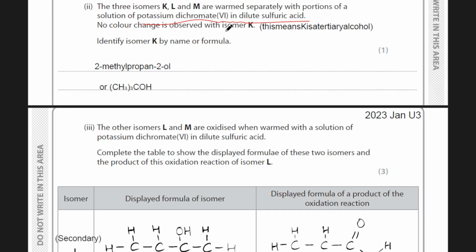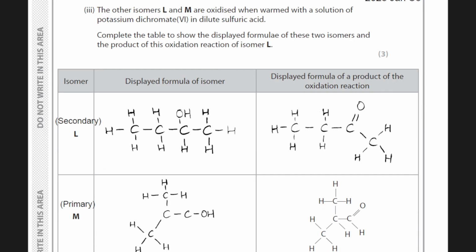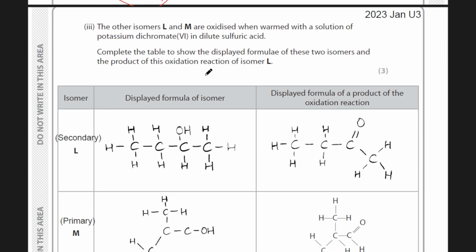So no color change is observed with isomer K. Obviously, third-degree or tertiary alcohols do not undergo oxidation when oxidizing agents are added. So we can clearly say you can give any tertiary alcohol. It could be a 2-degree alcohol, something like this, or it could be a third-degree alcohol, something like this. So you can give any one of them. The marks will be provided because both of them make sense.